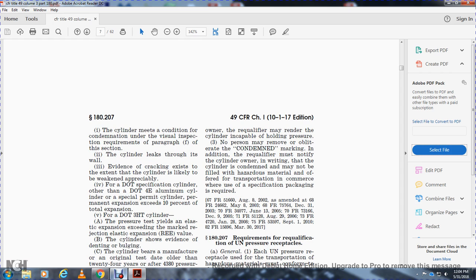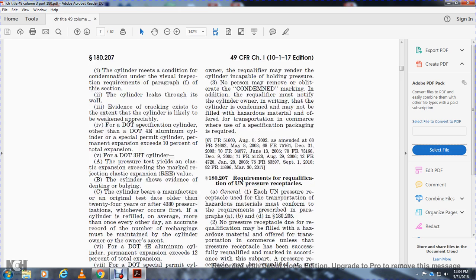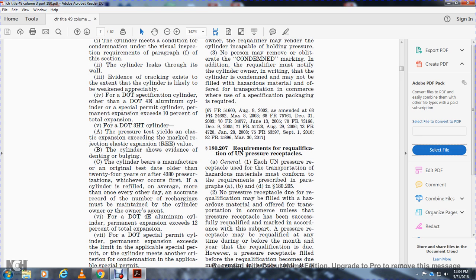4.3 HG cylinder with the pressure for the test yield with the elastic expansion test with the marked rejection of the elastic expansion value, with the cylinder showing evidence of denting and bulging. Cylinder bearer for the manufacturer original test date older than 24 years after the 4,380 pressurization, whichever occurs first.